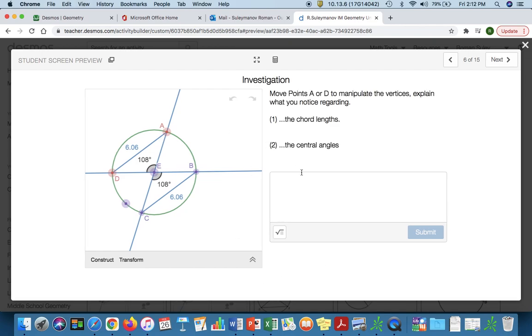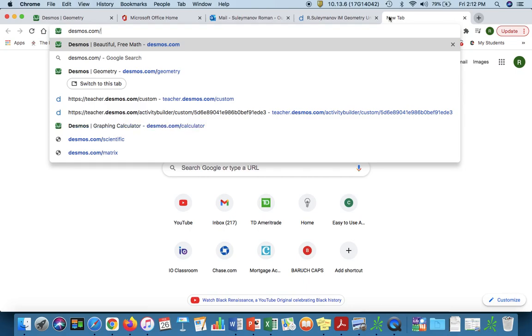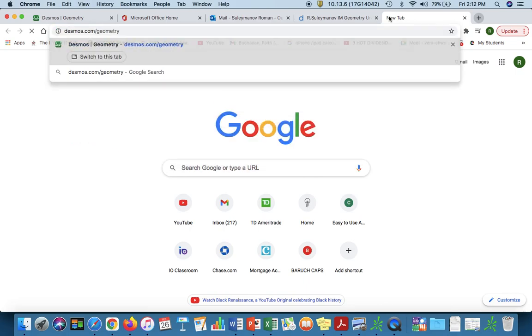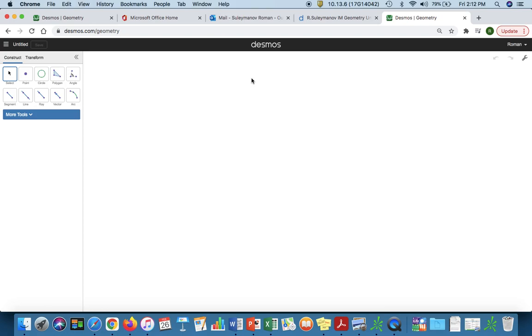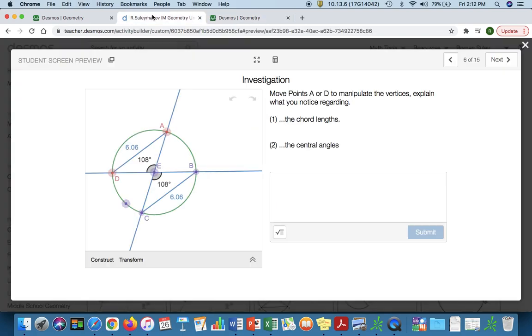So from here, an idea for an investigation, and this is from Illustrative Mathematics. I created this figure, and you can create it also using Desmos geometry. So if you type in Desmos/geometry, you get brought to their construction tool, which is very similar to GeoGebra. And you can create figures here that you could end up using in your activities.